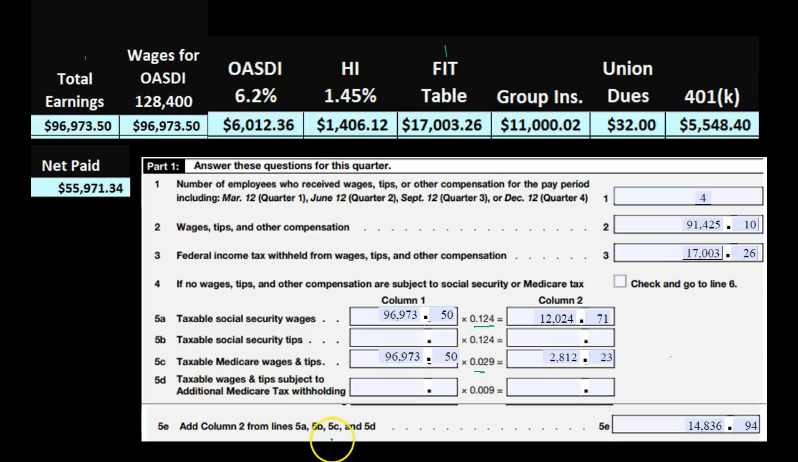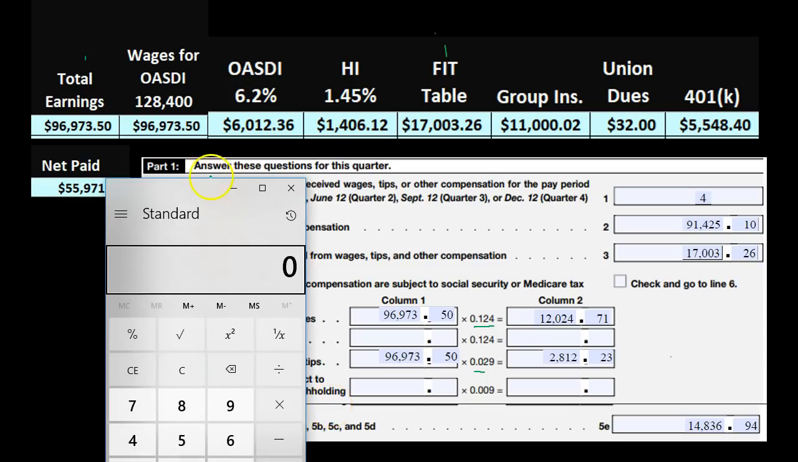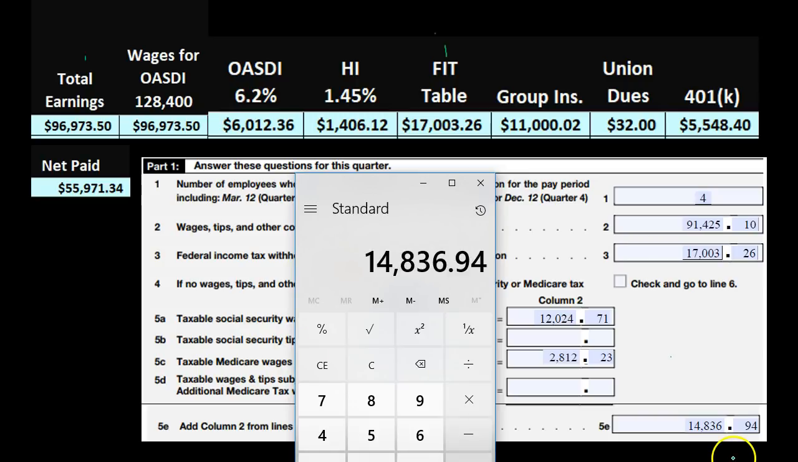Then if we add those two up, in this line, 5E says add column 2 from lines 5A, 5B, 5C, and 5D. So what we are doing here is we're going to be adding these two numbers. I tried to get the calculator there and did something crazy. So we're going to go 12,024.71 plus 2,812.23. That gives us the 14,836.94. That's the total FICA taxes then.